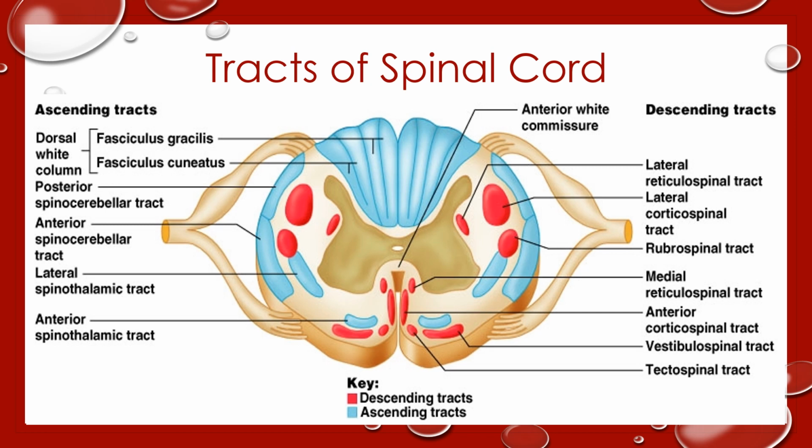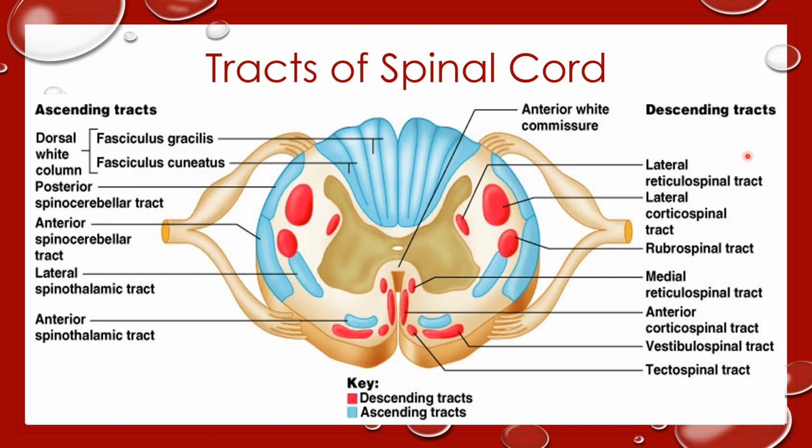So the major ascending tracts are the spinothalamic tracts. There are anterior and lateral spinothalamic tracts, which carry pain, crude touch, and temperature, and there is the posterior tract or dorsal column tract, which is there in the fasciculus gracilis and fasciculus cuneatus. So other sensations are carried over the posterior column. Other than that, there is the spinocerebellar tract.